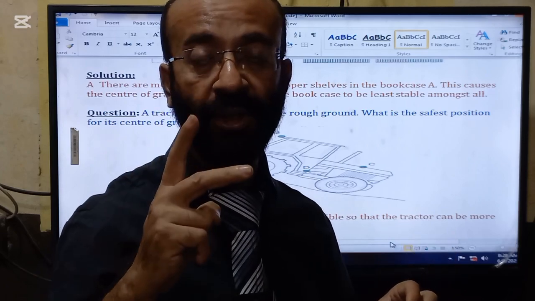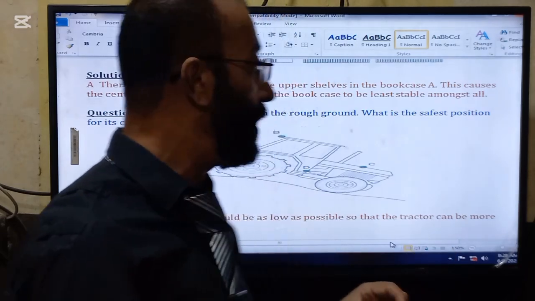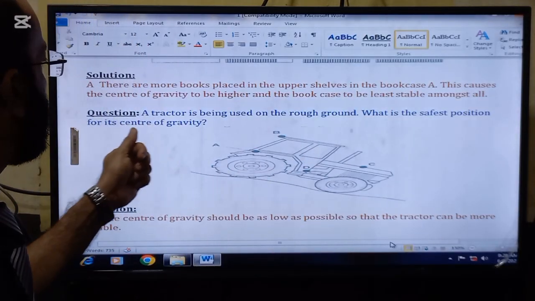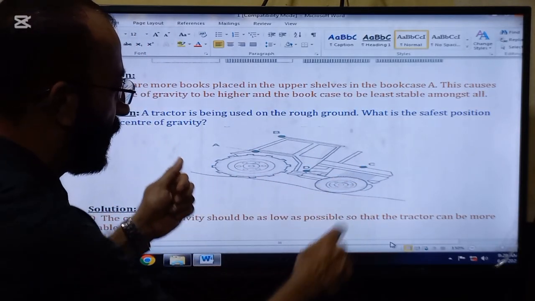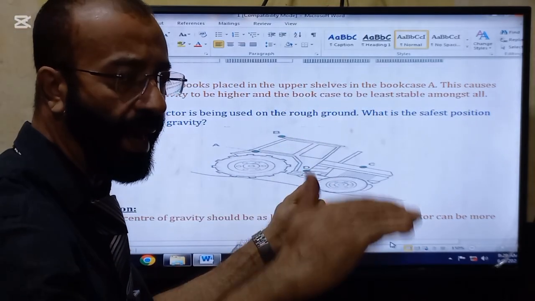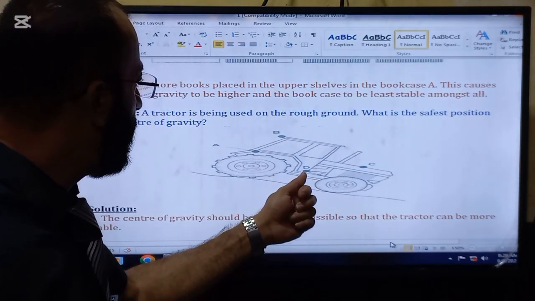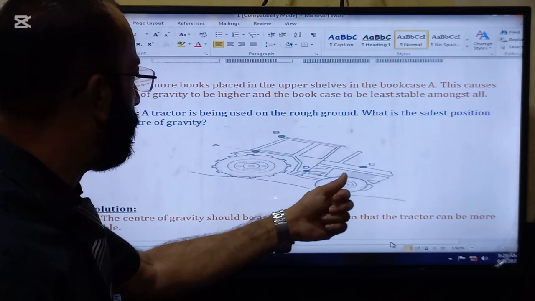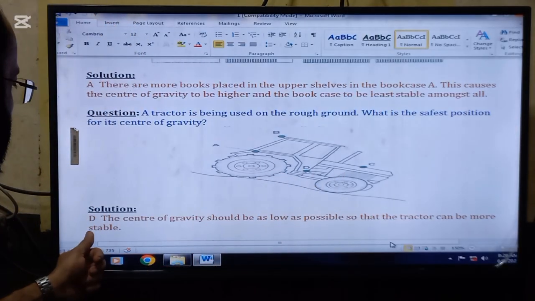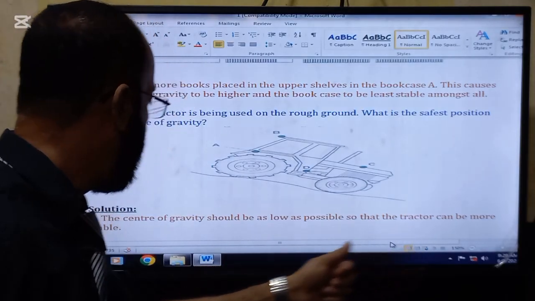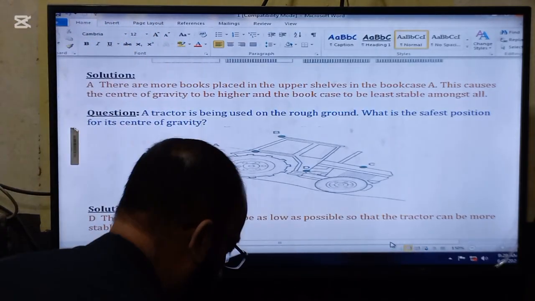Number two, center of gravity should be as low as possible. The question is, what is the safest position for his center of gravity? Here are some points given, so we have to choose the point that is as low as possible. D is the point which is in the lowest position out of the four. The center of gravity should be as low as possible so that the tractor can be more stable.